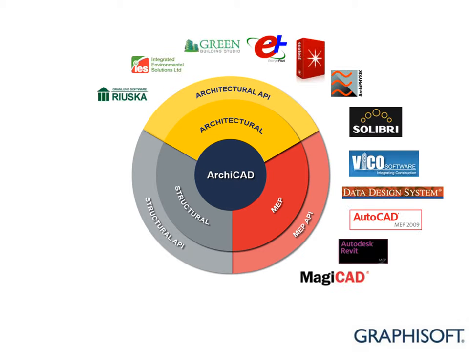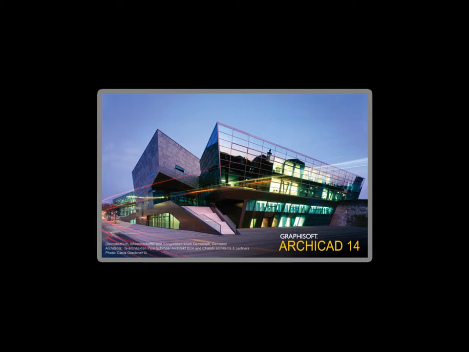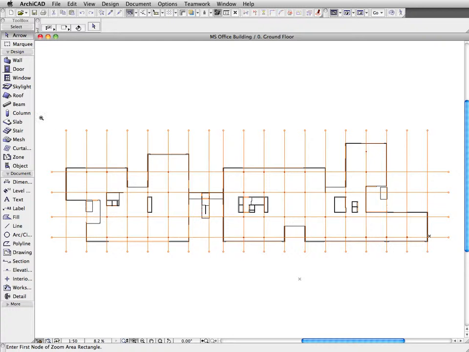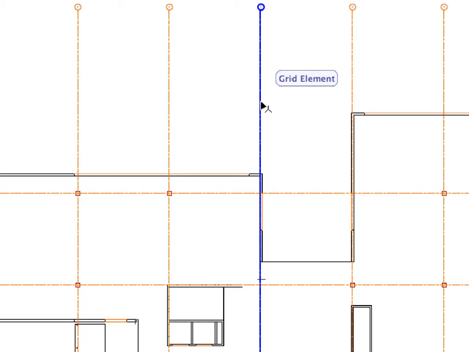ArchiCAD 14 turns IFC technology into full-fledged workflow solutions, enabling collaboration with engineers regardless of their discipline or the name and version of the application they prefer working with. Let's switch to Graphisoft ArchiCAD first and have a look at the ground floor plan of the office building. Please note the column grid on the floor plan.